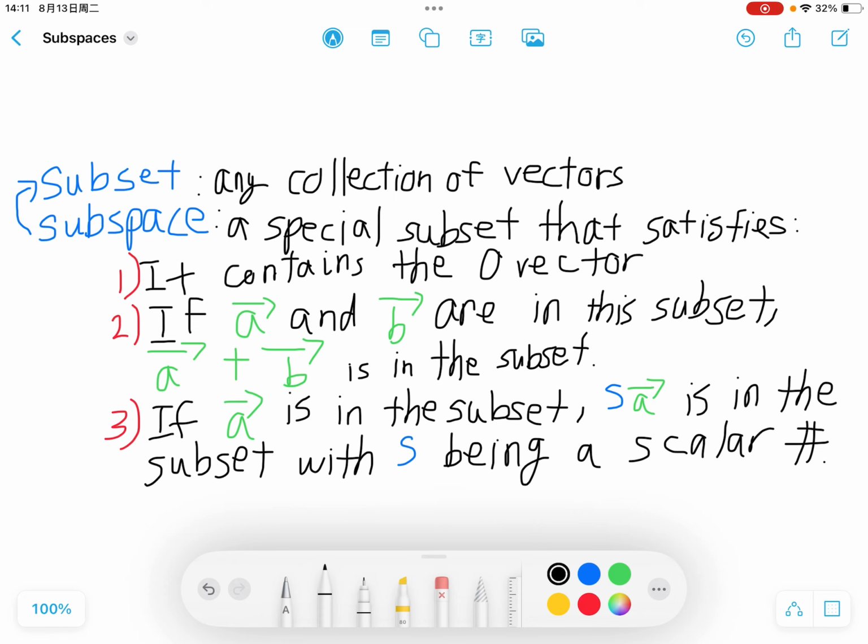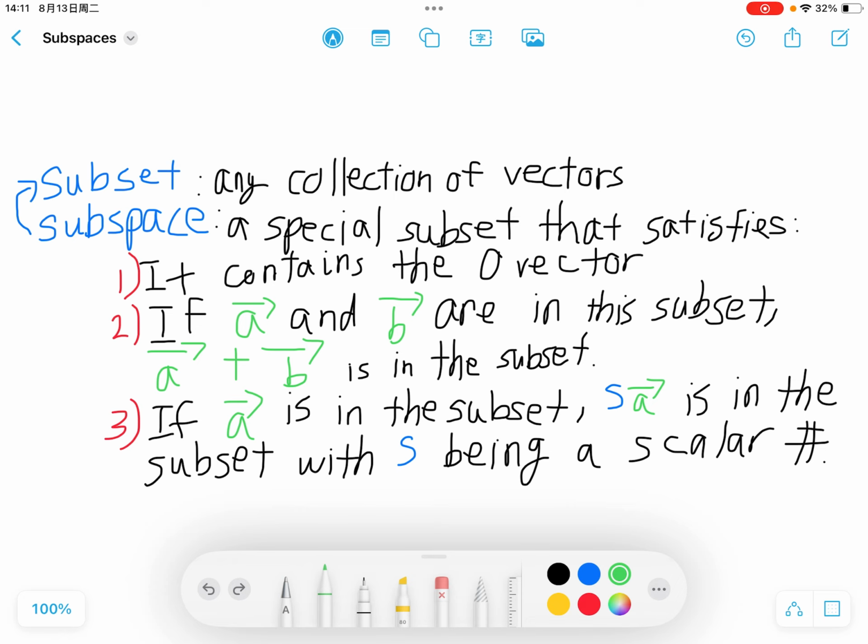A subspace, however, is a special subset that satisfies the three following conditions. The first one is that it contains a zero vector. What does this mean? This vector here, 0, 0, 0, etc., so all its dimensions are 0, is actually in the subset. So basically the origin of whatever coordinate plane the vectors are in is in the subset.